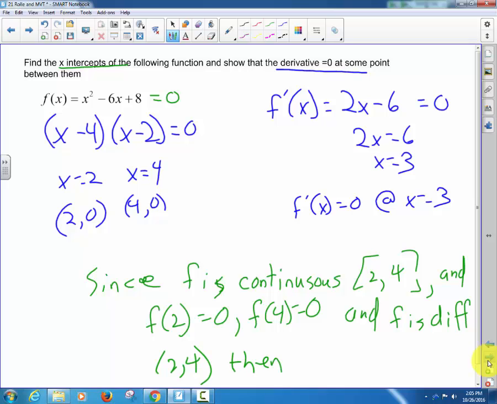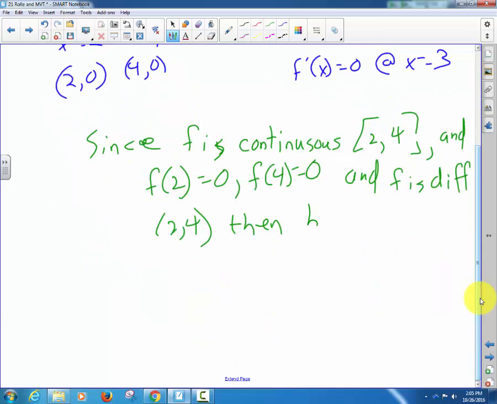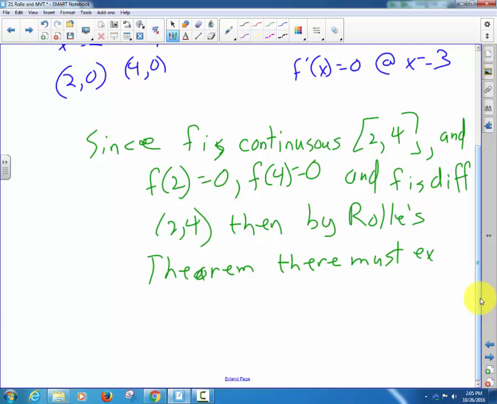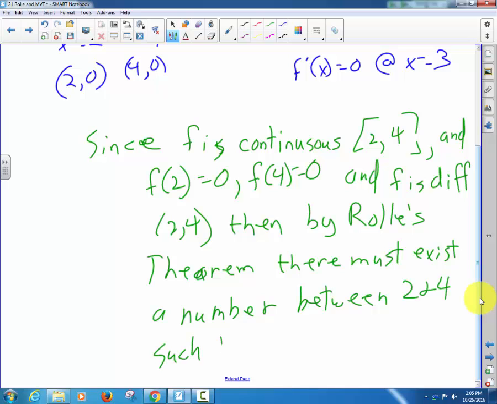Then, by Rolle's theorem, there must exist a number between 2 and 4 such that f prime at that number equals 0. So Rolle's tells us there has to be one, and we found it.